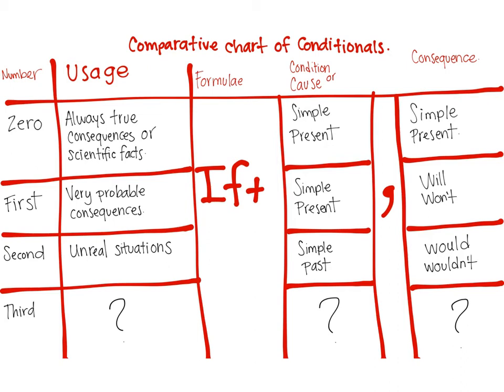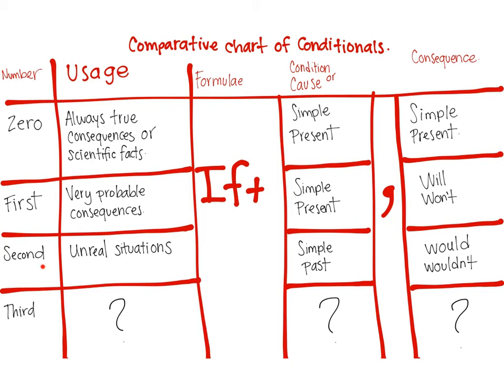Starting from here, from the first conditional and all the way up to the third, the formula is basically the same. The only thing that you're going to do is transform into past and get further into the past tenses. So, first conditional is for very probable consequences. My formula is if plus a sentence in simple present plus a sentence with will or won't.